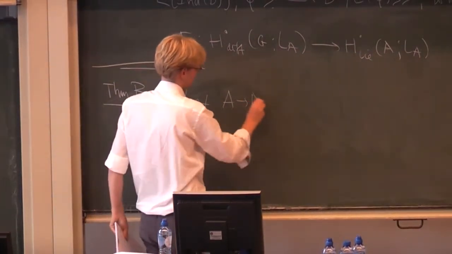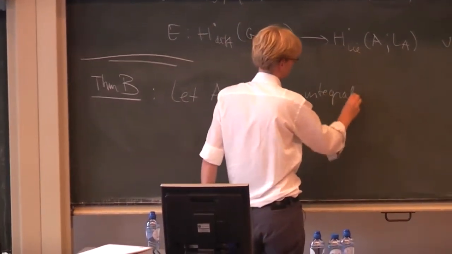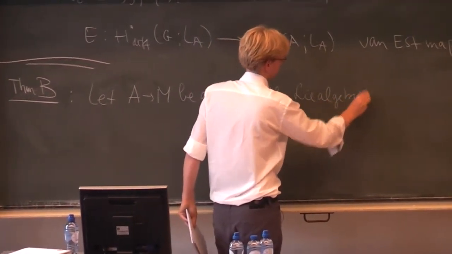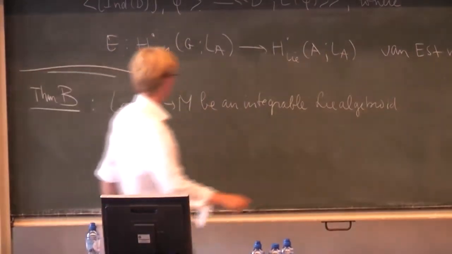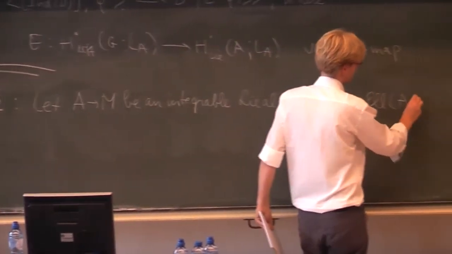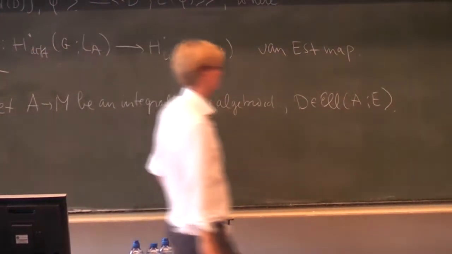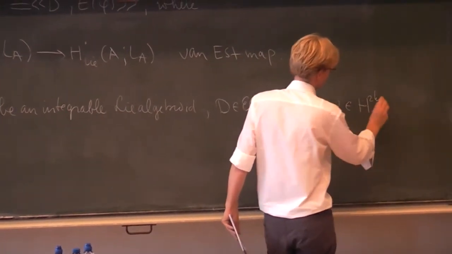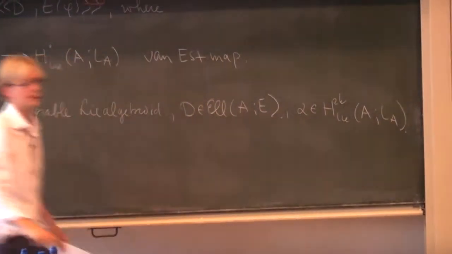So let A over M be an integral Lie algebroid. I'll comment on this integrability in a second. D is again going to be an elliptic element with values in E, and alpha is an even degree 2K Lie algebroid cocycle with values in L of A.